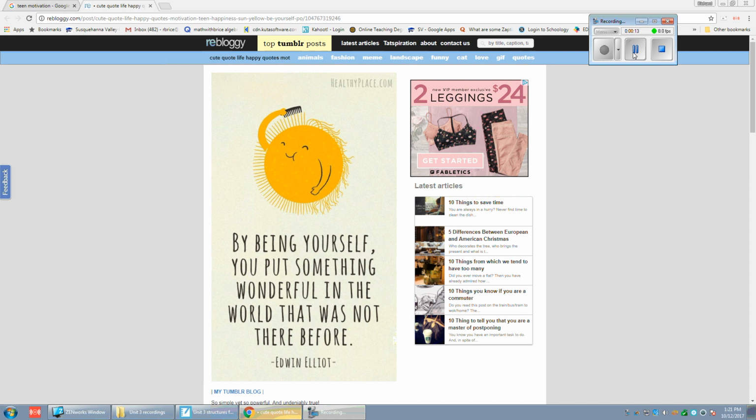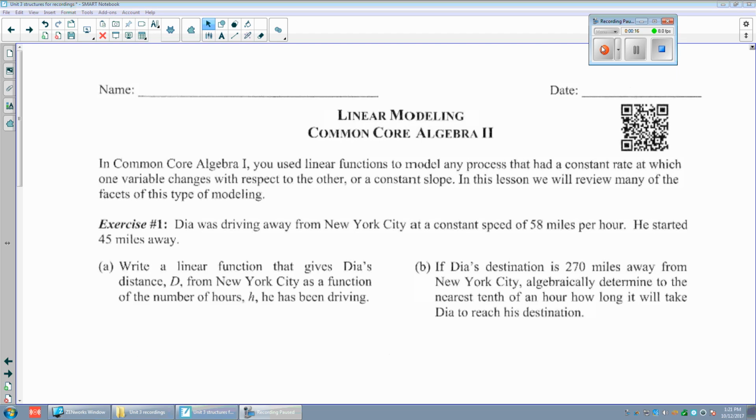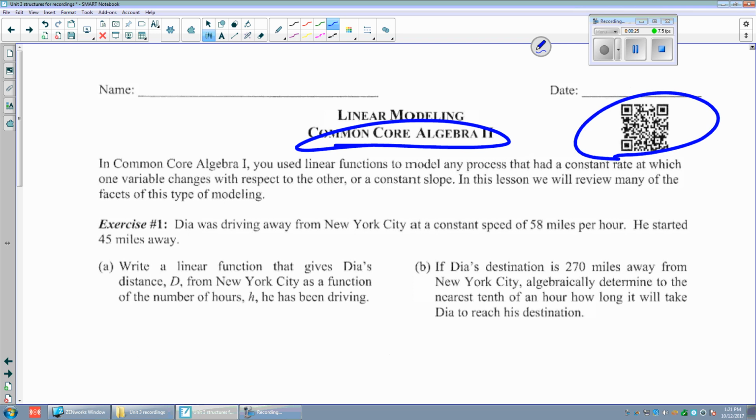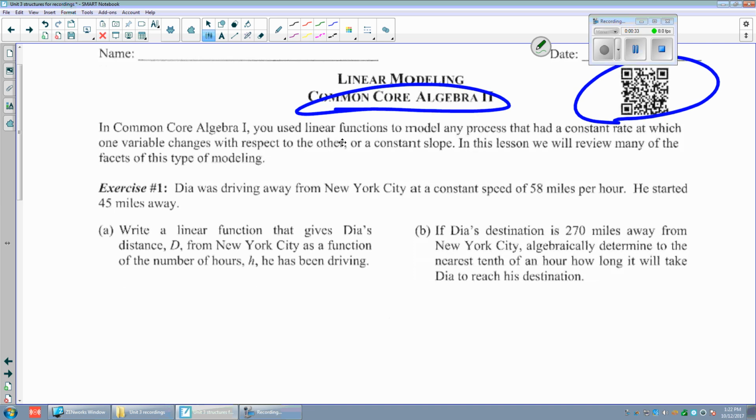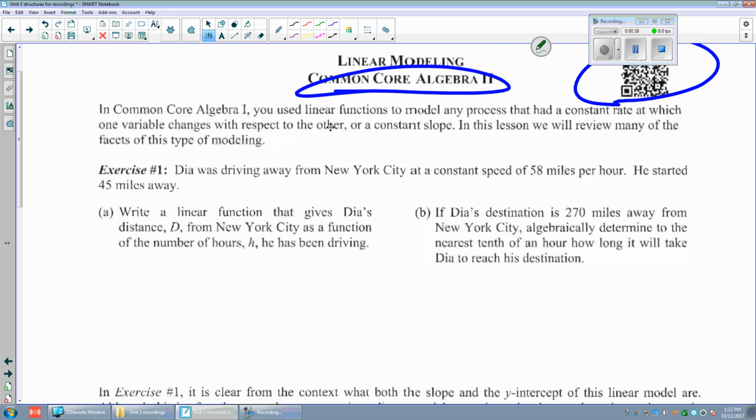Now let's go on to Unit 3, Lesson 4. Linear modeling. So we're going to model a line. Common Core Algebra 2, non-Regents version. If you don't understand what I'm saying, just scan that QR code and you can listen to the genius that wrote these lesson plans. In Algebra 1, we use linear functions to model a process at a constant rate of change, a constant slope. Y equals 3x plus 7 has a slope of 3. In this lesson, we will review many of the facets of this type of modeling.